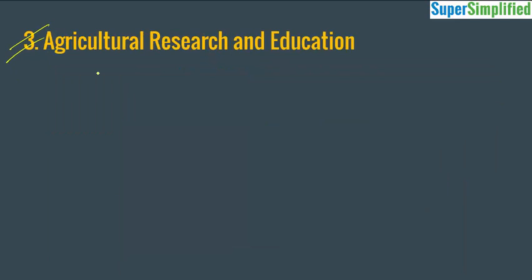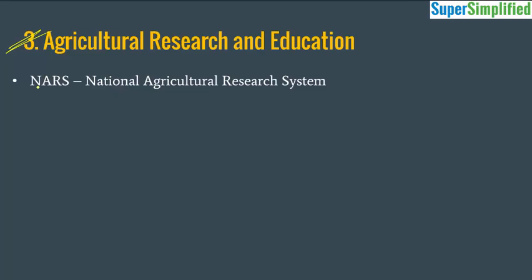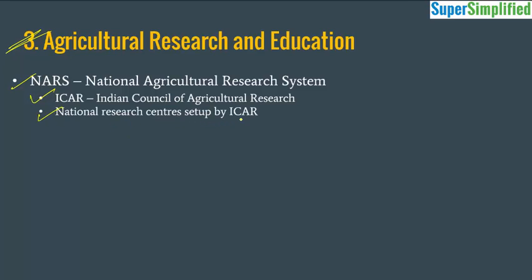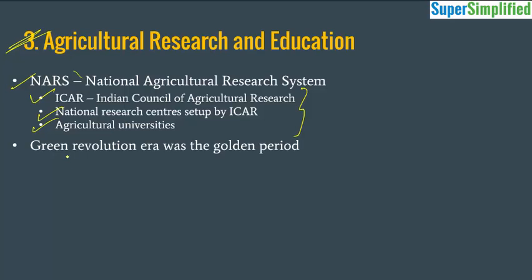Now let's come to the third issue, agriculture research and education. If you talk about the agriculture research framework in India, then it is called NARS, National Agricultural Research System, which comprises of ICAR, Indian Council of Agriculture Research, National Research Centers set up by ICAR, and agricultural universities. So these are the entities which come under the National Agriculture Research System, right? But the economic survey is saying that the setup is available, everything is there, but a lot of research is not happening. If you go into the history, the green revolution was the golden period for research and development in the agriculture sector.